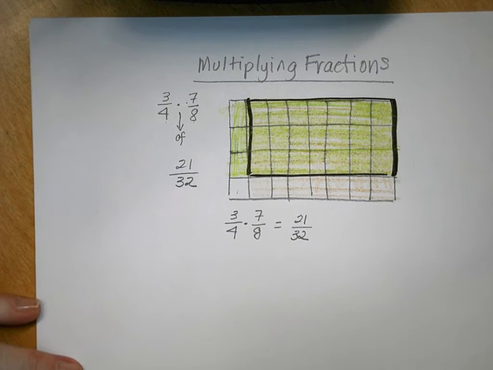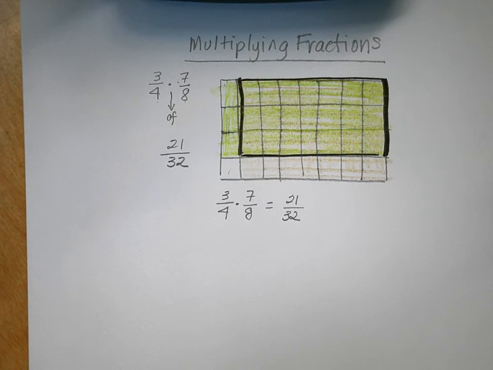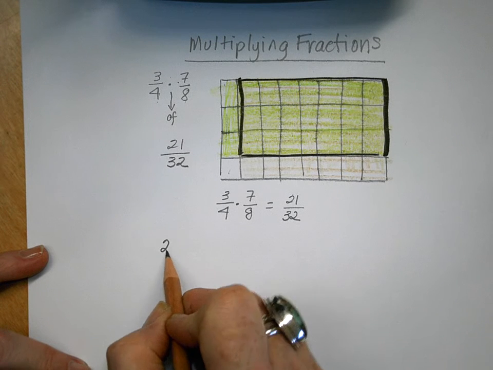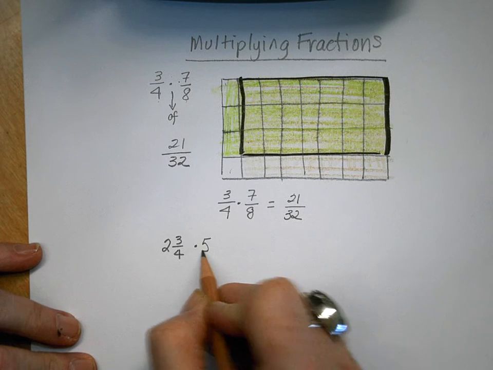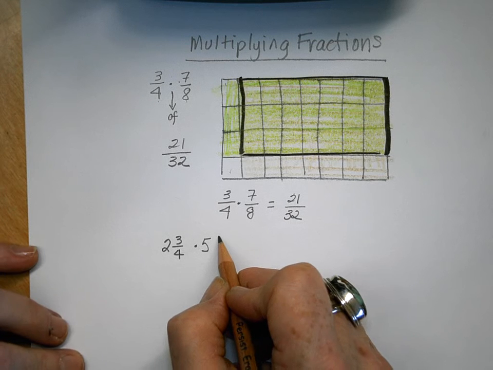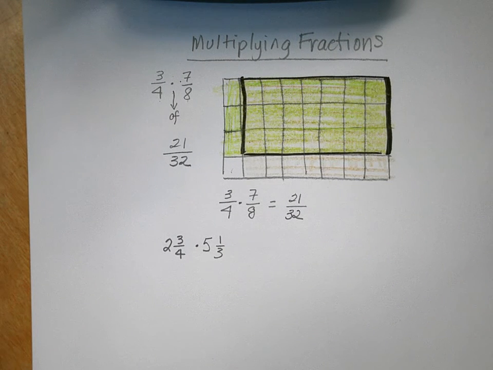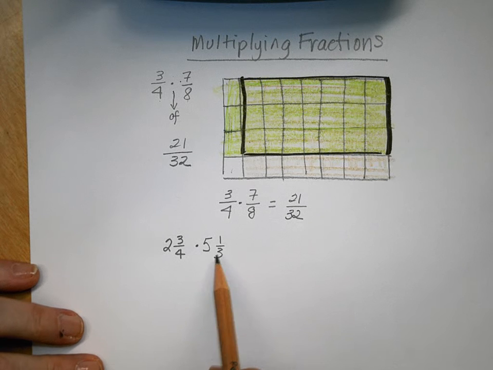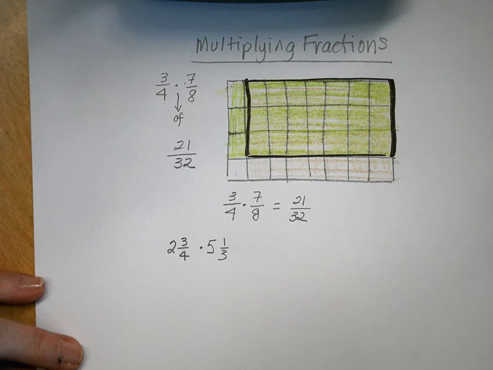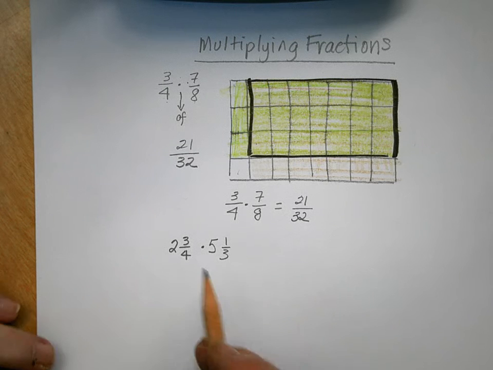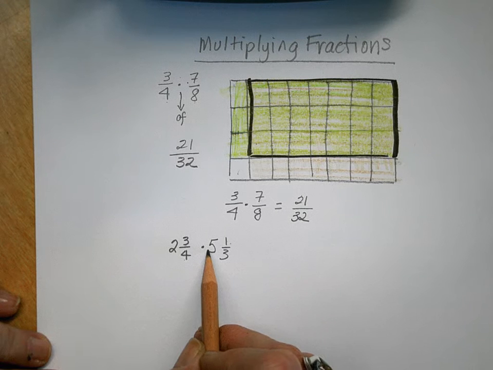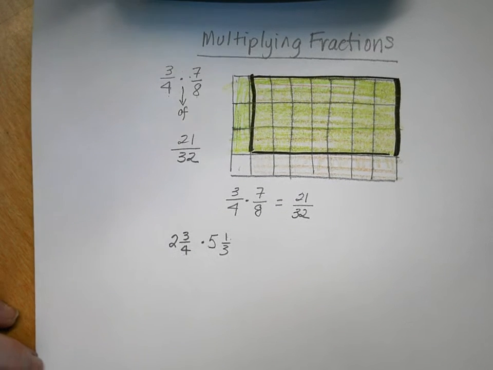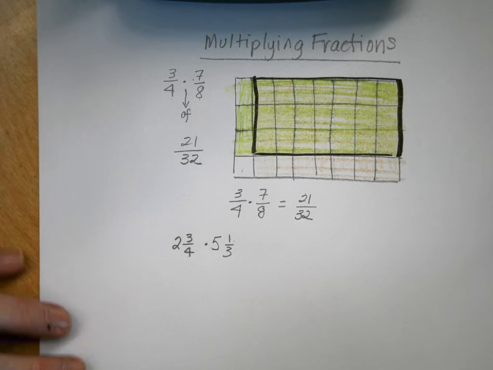Now, there are some special cases of multiplying fractions. For instance, I might have whole numbers mixed in with my fractions. So I might have something like 2 3/4 times 5 1/3. In this case, I need to change my mixed number to an improper fraction before I multiply. A common student error is to multiply the numerators and the denominators and then the whole numbers, but multiplication doesn't work that way with fractions. We want to change them to improper fractions first.